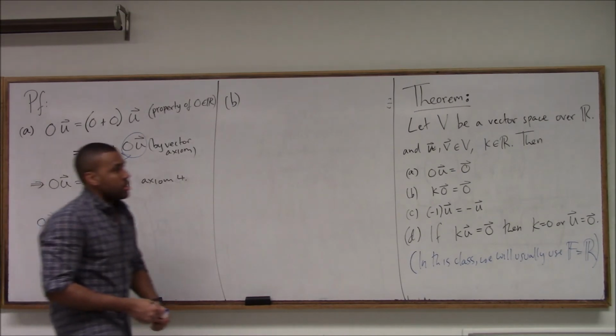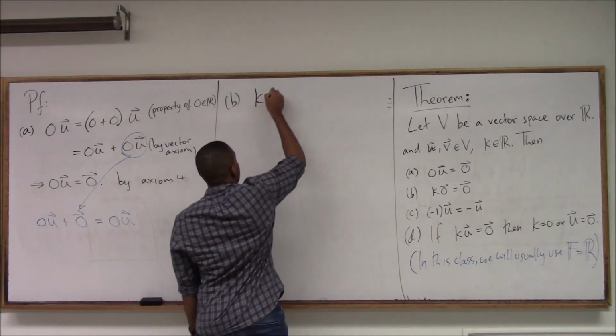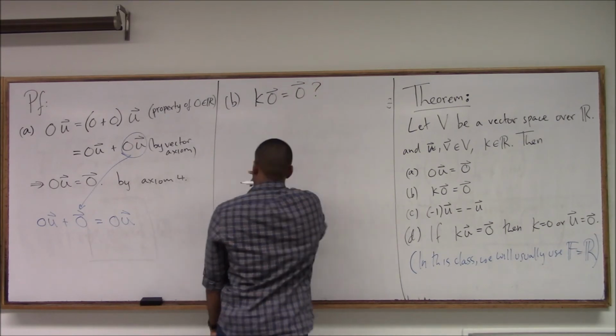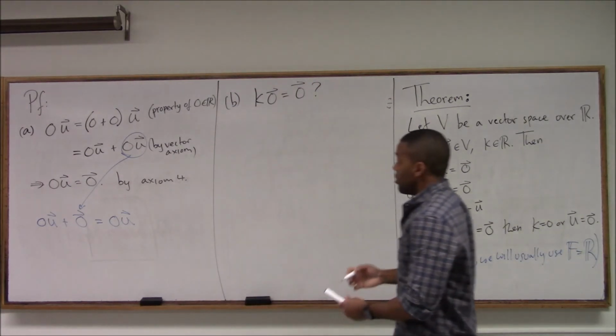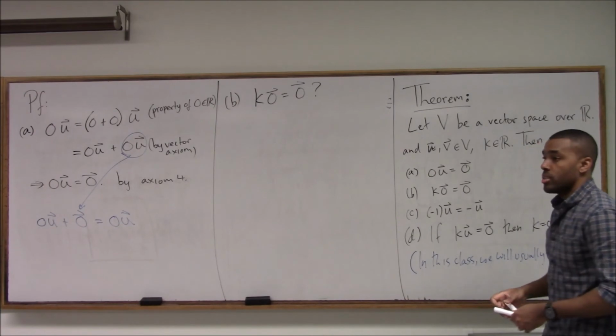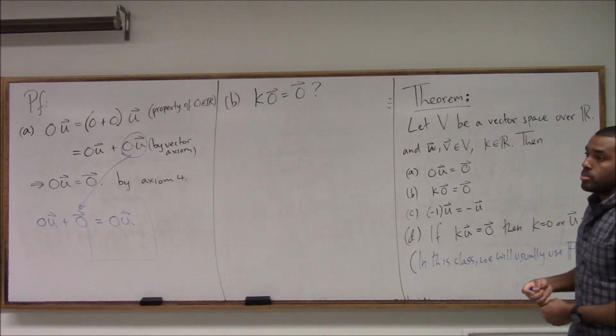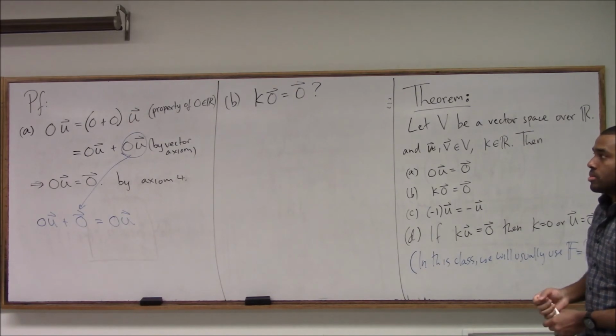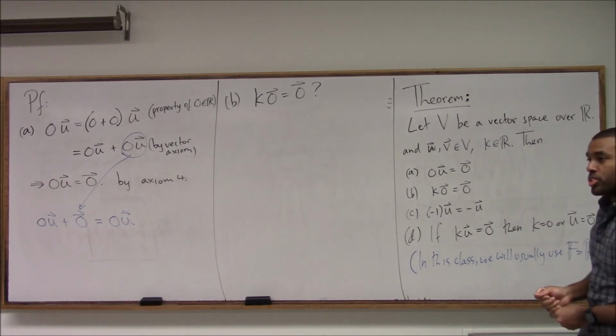What about B? So I've done that, so maybe you can do this one. How would you prove that k times 0 is the 0 vector? It's actually using a very similar trick.